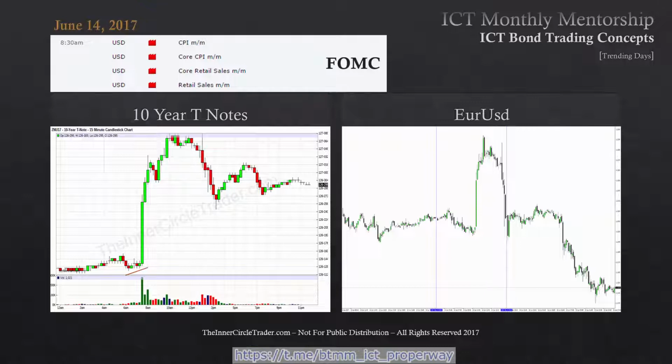And notice also, again, look at the euro dollar. At the same time in the New York session, we had an explosion in price action, and volatility was allowed to be seen in price action.